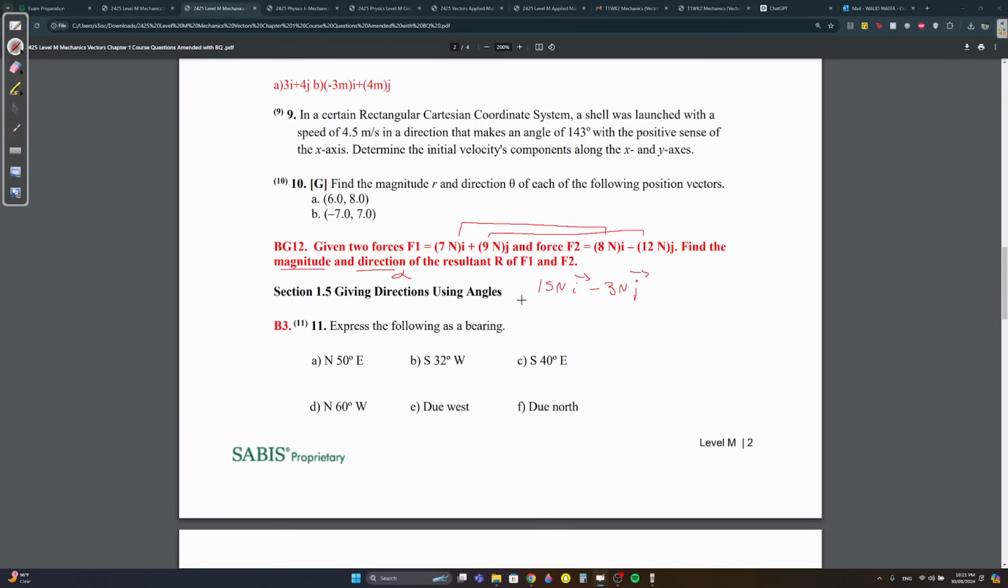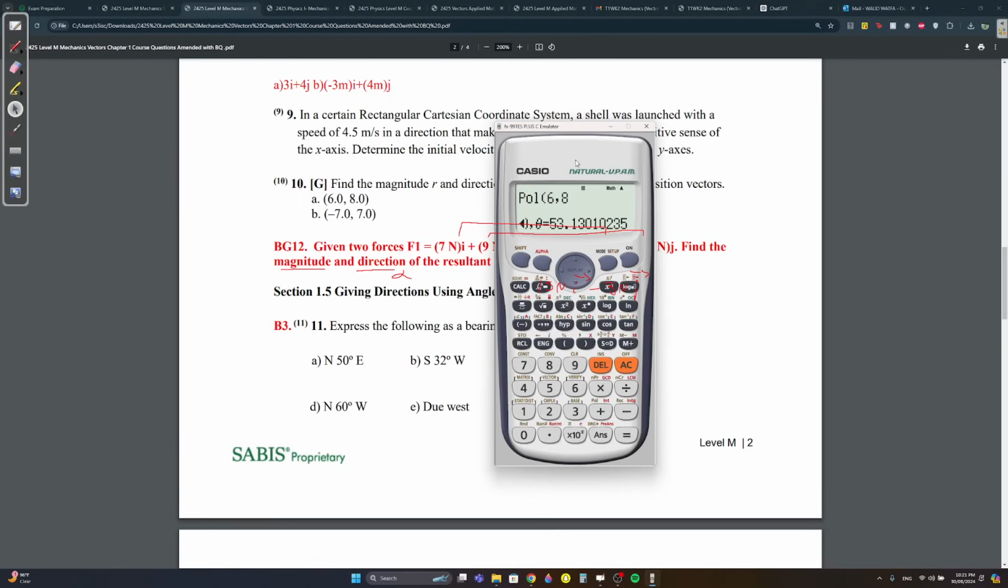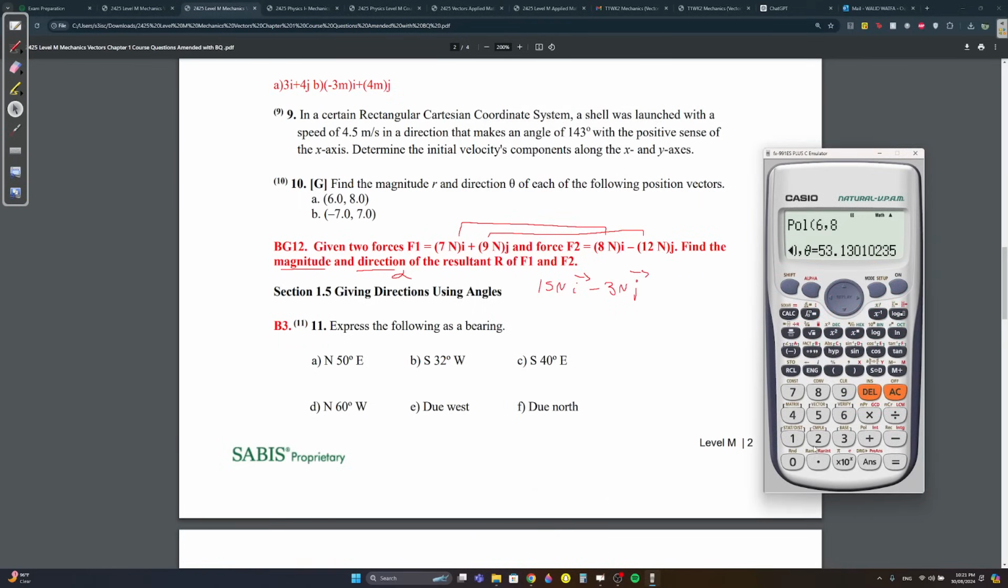Okay. Can we find the magnitude of it? Basically, they're asking us to convert it into Cartesian, right? So how do we find magnitude? We do radical 15 squared plus 3 squared, right? Radical 15 squared plus 3 squared. Is this correct?